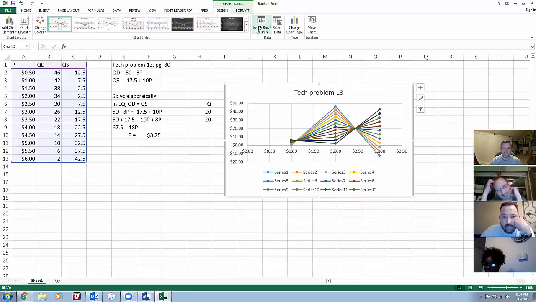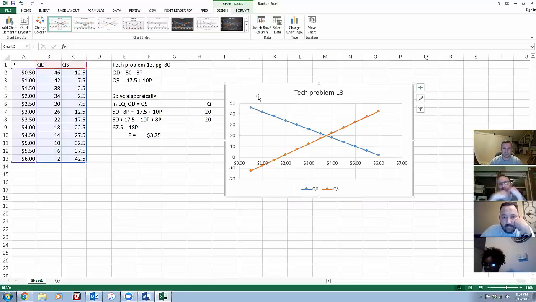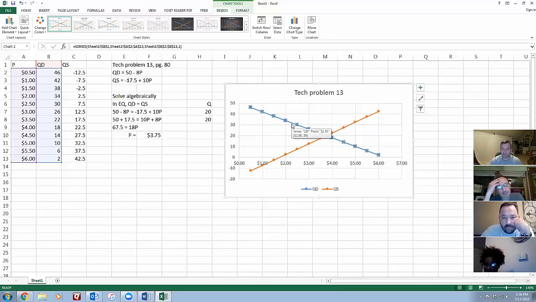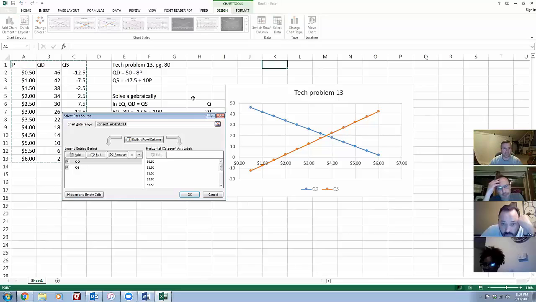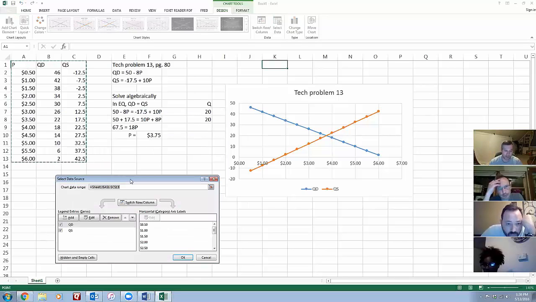So again, another one of those buttons or features that you think is going to give you exactly what you need, but it doesn't. So what you need to do is select your data, which you can either do by that button there, or right click on an individual line, where there's also this format data series or select data. You could do either of those, I think. So if I hit that select data button, I can see the background of what's going into this chart.